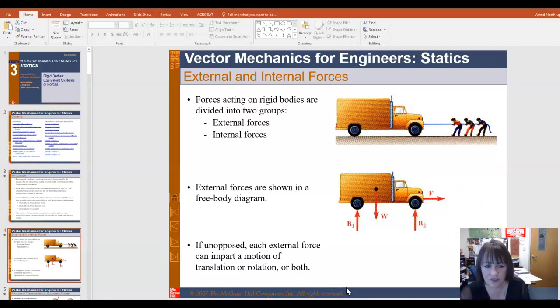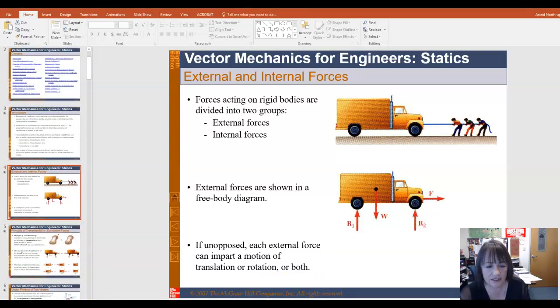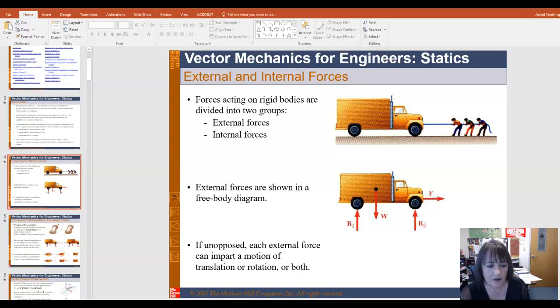And in order for static equilibrium to be maintained, all of those forces have to be opposed. And as I said, we also have to take into account this idea of rotation, even if the forces are equal and opposite. But if you look at this truck, for example, if you pulled on this and there was nothing opposing it, in this case the opposition would be friction, the truck is going to move forward. And so in order for it to maintain static equilibrium, you cannot pull forward with more force than friction will oppose that force.